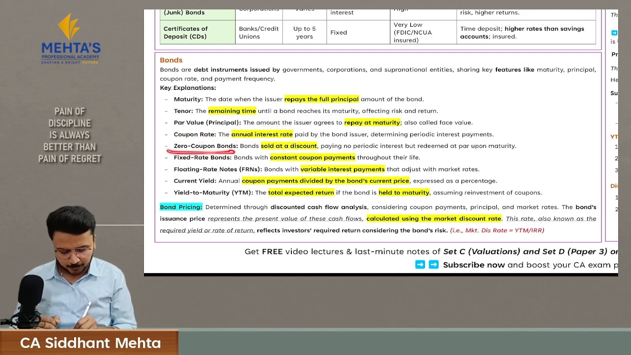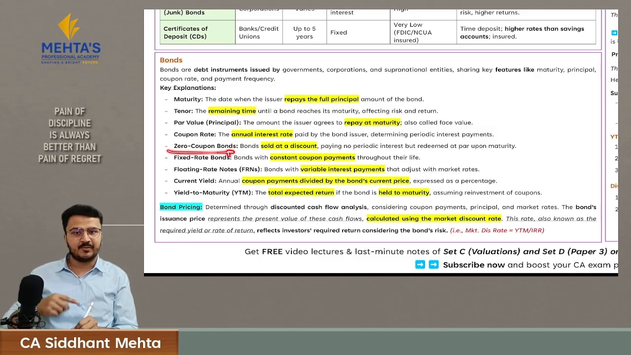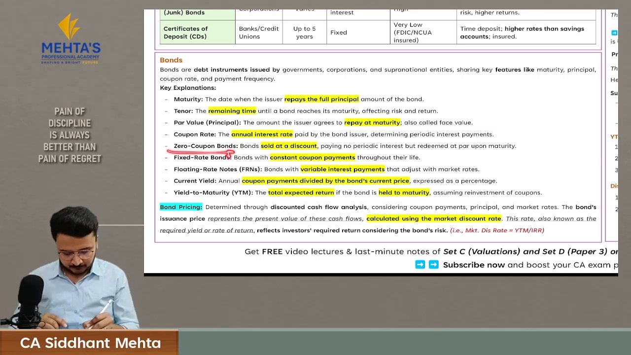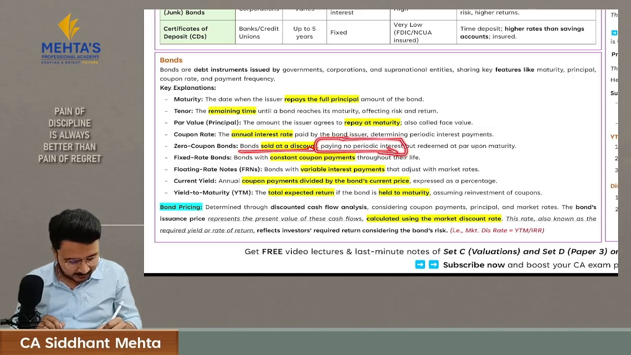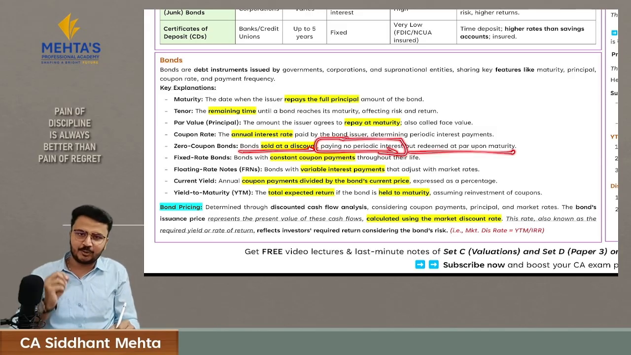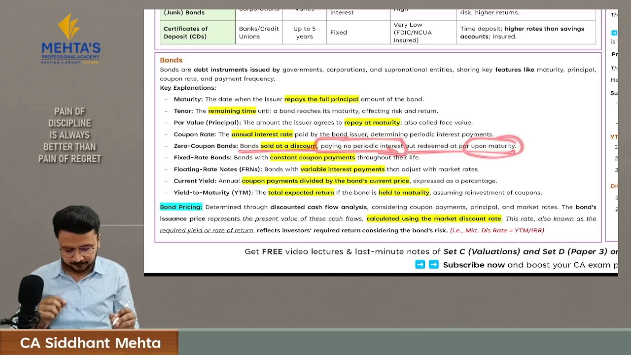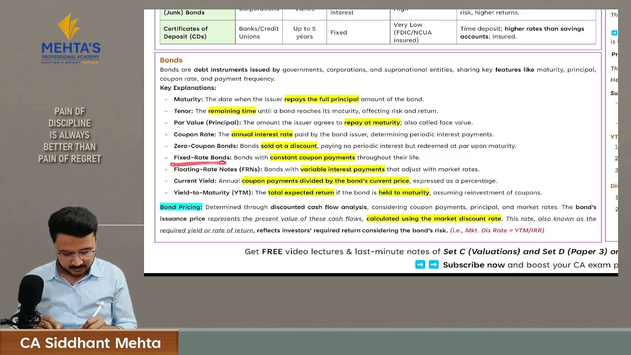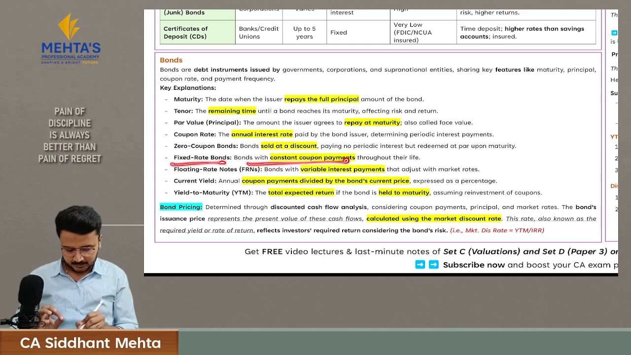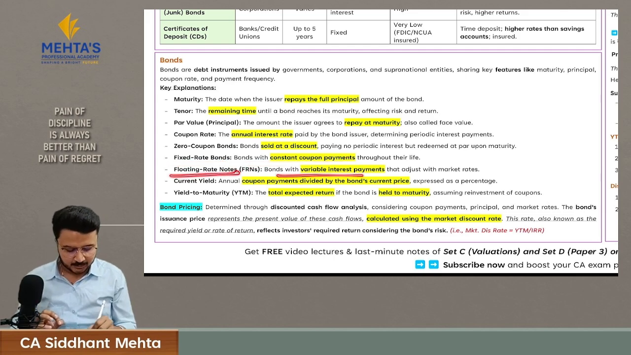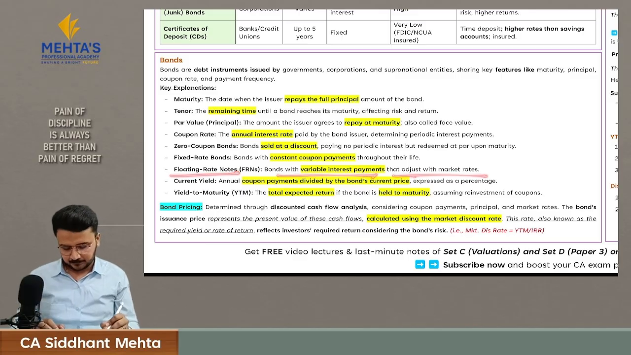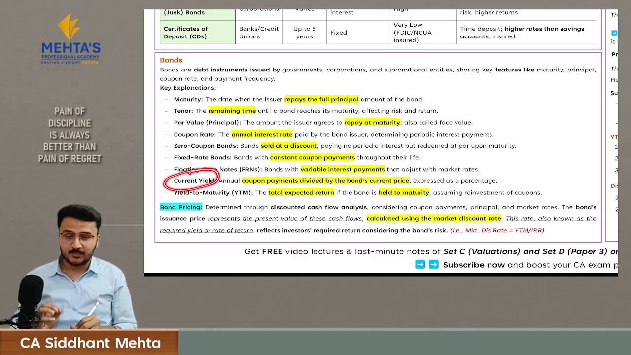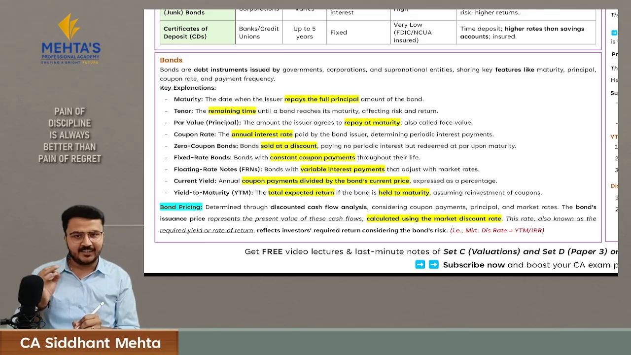Then there are zero coupon bonds. These are the bonds which have similar features like treasury bills. Here the bonds will be sold at a discount, which will have no interest and are redeemed at par, which is at your face value upon maturity. Then there are fixed rate bonds. Here the interest rate will be fixed. And then there are floating rate notes. Here your interest rate will vary dependent on market rates. Then there is a current yield. As we discussed, yield means return and current means your current year return.